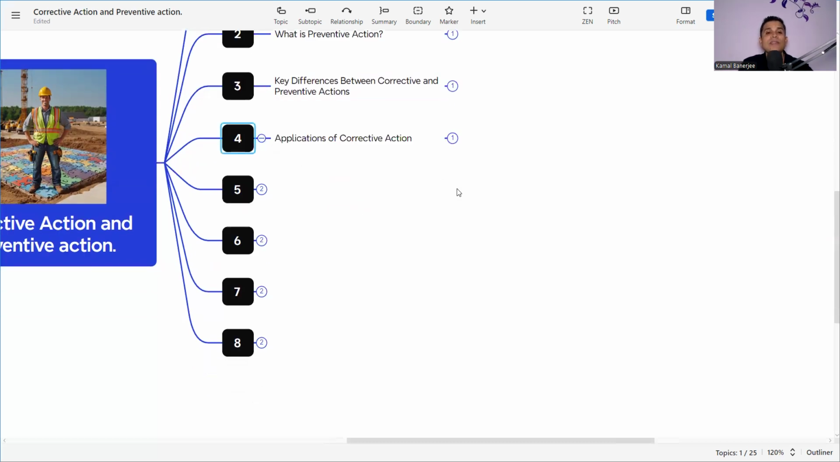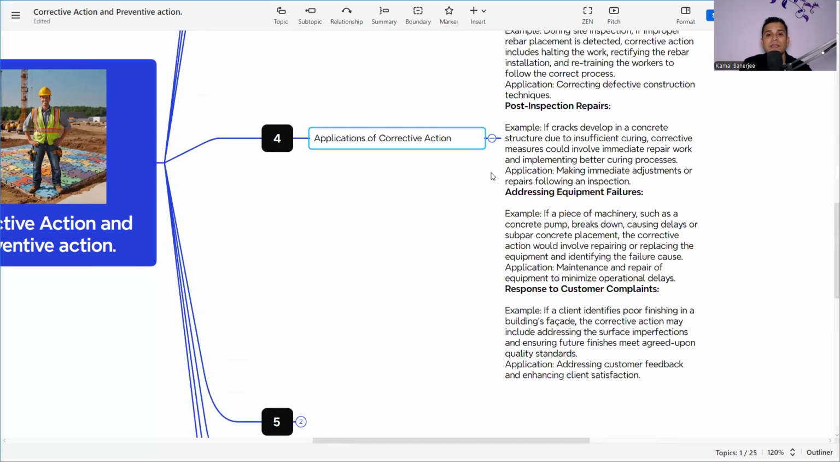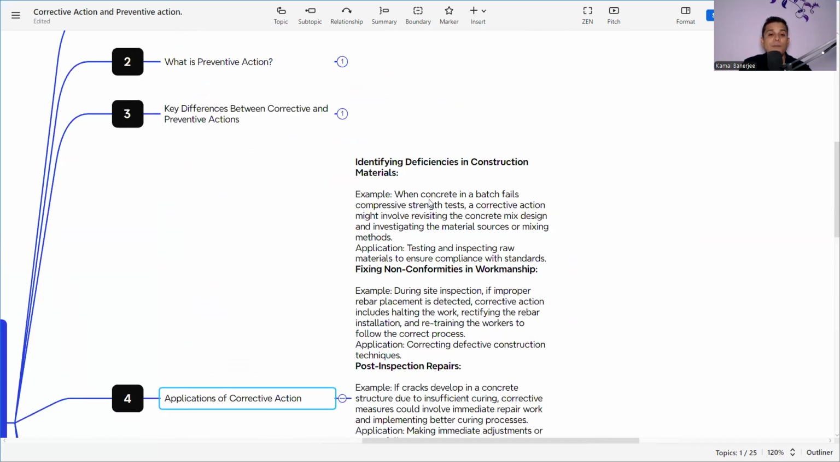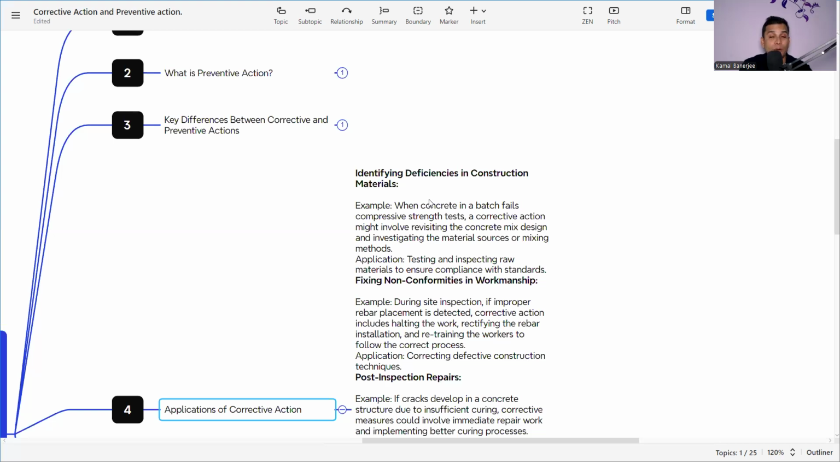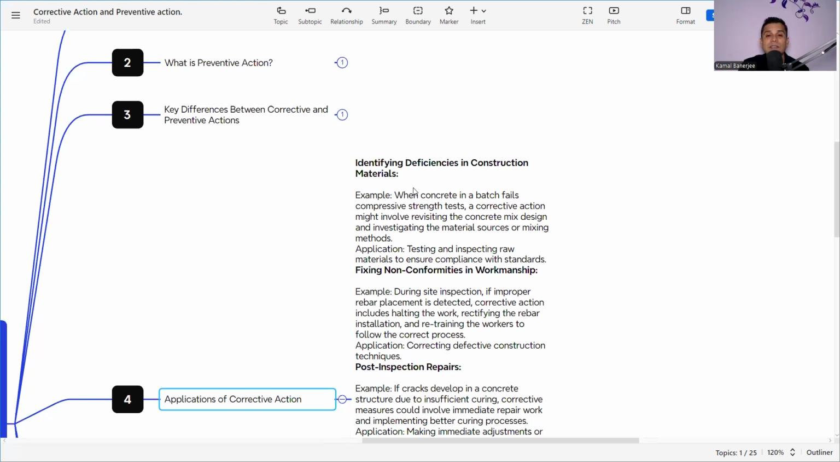Now we need to know what is the application of corrective action. There are many ways we can apply the corrective action in the process or in the product environment. So what will happen is that it will make our end product as per the requirement, or it will exceed the customer requirement, which is our primary goal in quality control. So first, it is identifying deficiencies in construction materials.